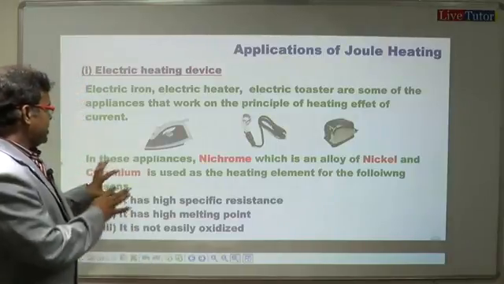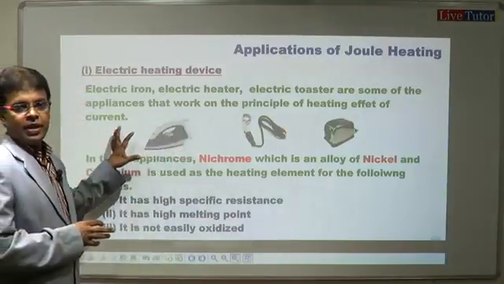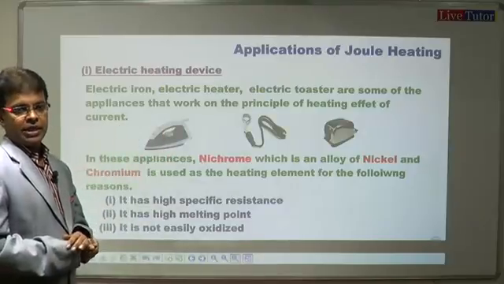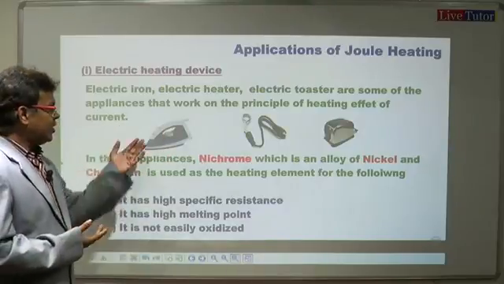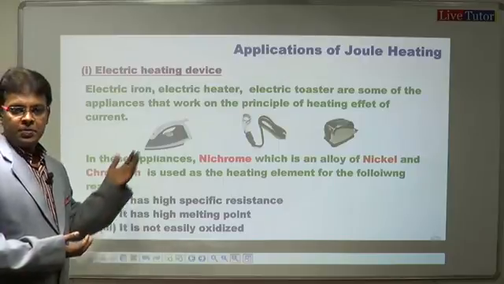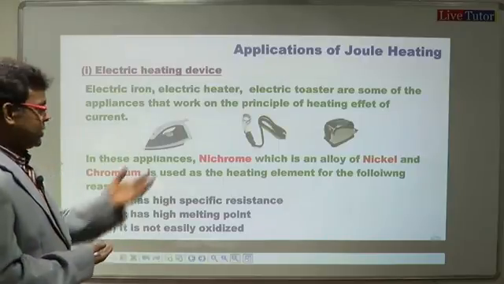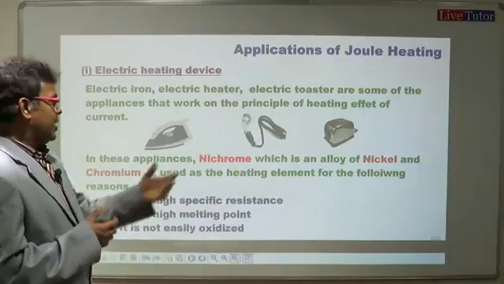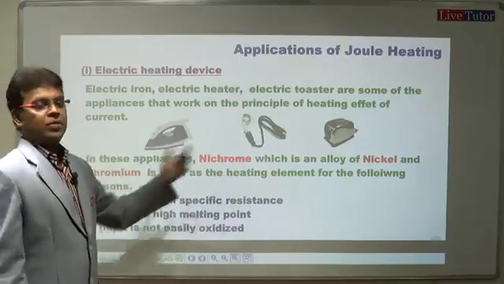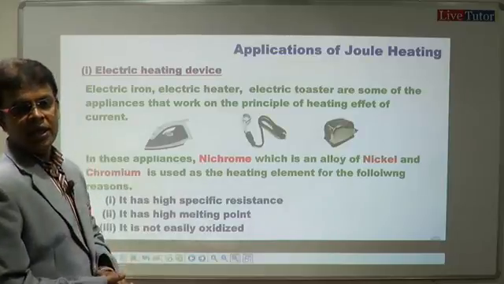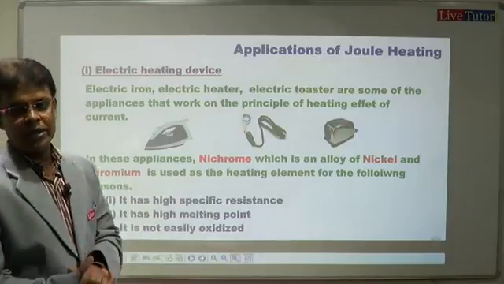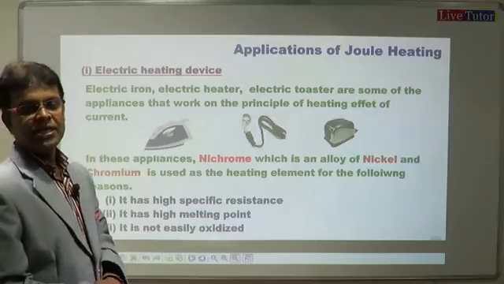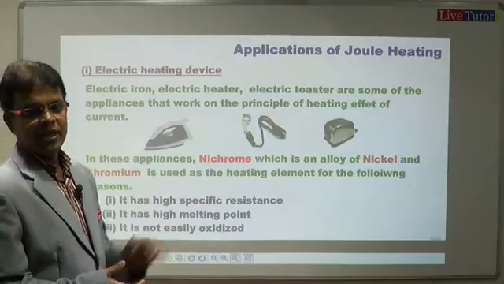And when we are talking about this, all kinds of heating devices, like your water heater or your iron box or a toaster, in all those things, particularly this nichrome is used as a heating element. This is one of the 3-mark questions. Why is nichrome used as a heating element? So, that is the 3-mark question.